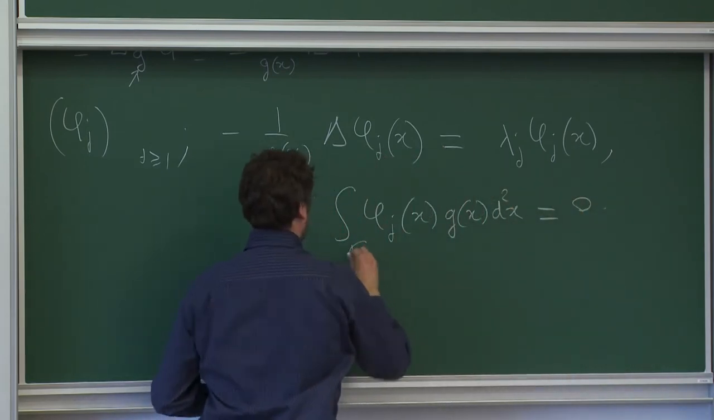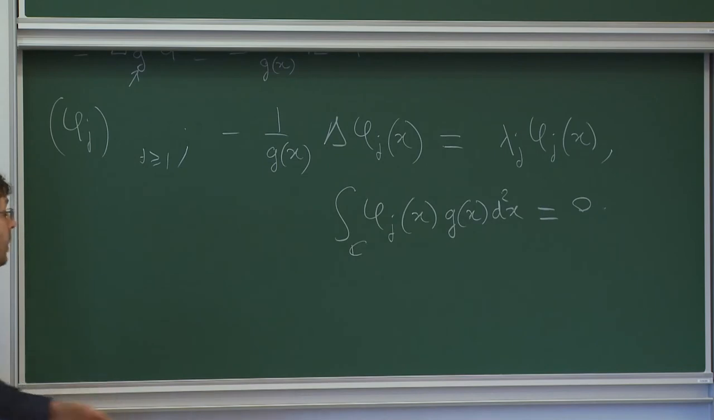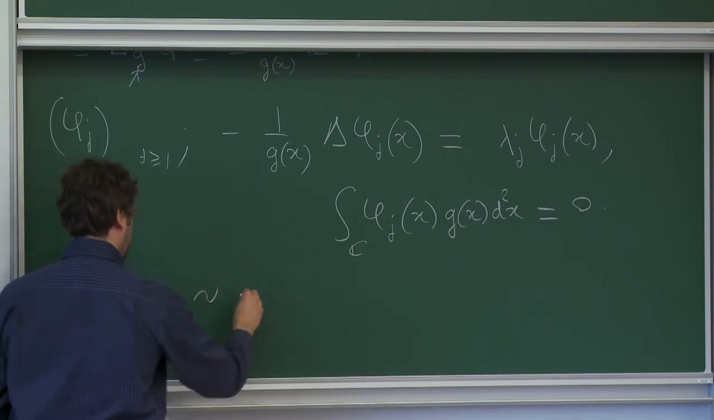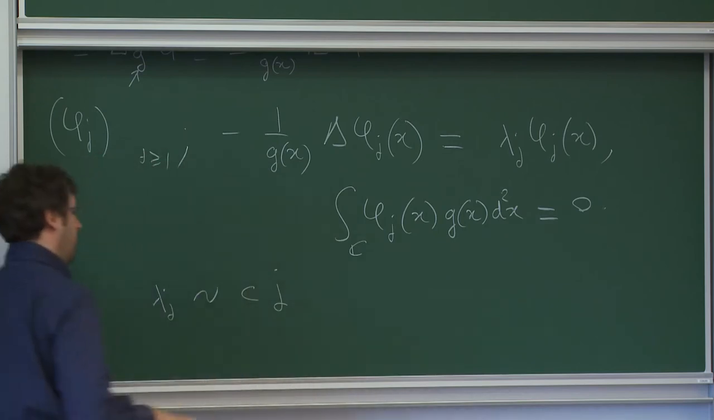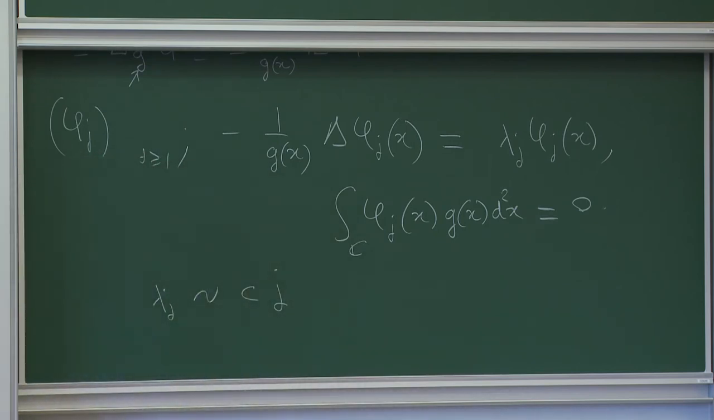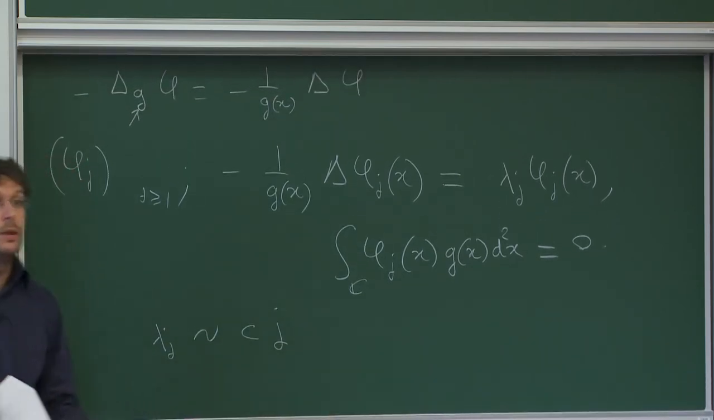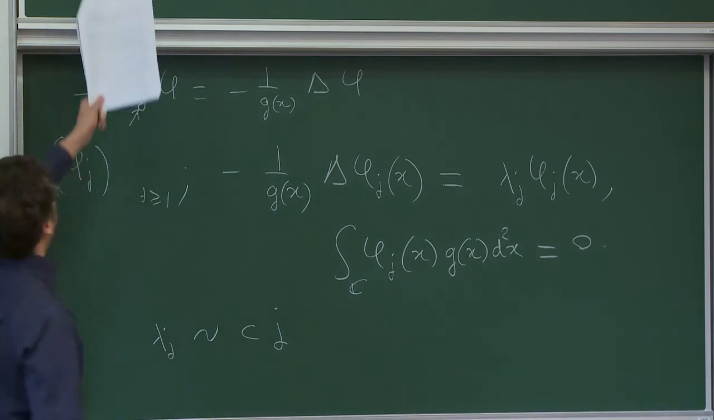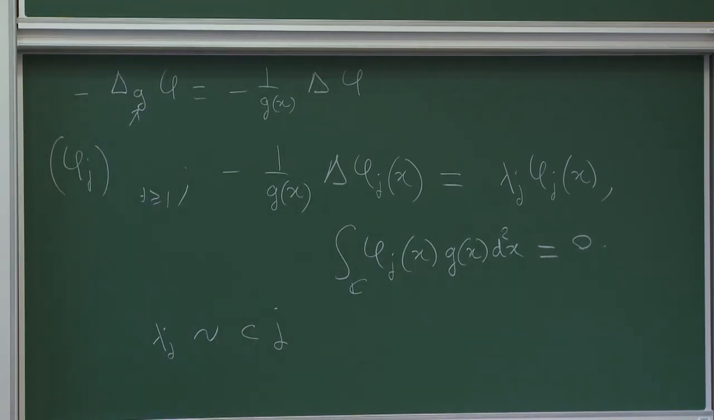Okay? So this gives me a sequence, and lambda J you can study by the Weyl formula. It's equivalent to a constant times J, the jth eigenvalue, sorry. Okay, so I introduced this sequence which lives in L2. Okay?